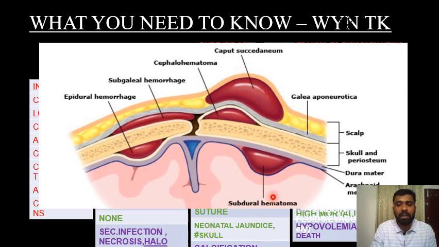And this is a figure, so that we should just go through the three conditions again. First is caput, it is there, and subgaleal hemorrhage between the aponeurosis and the periosteum, and cephalohematoma inside the periosteum, and caput succedaneum just beneath the subcutaneous plane.